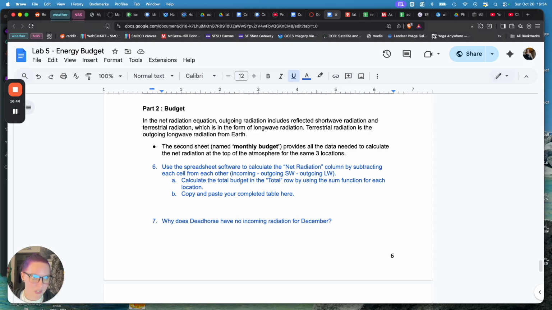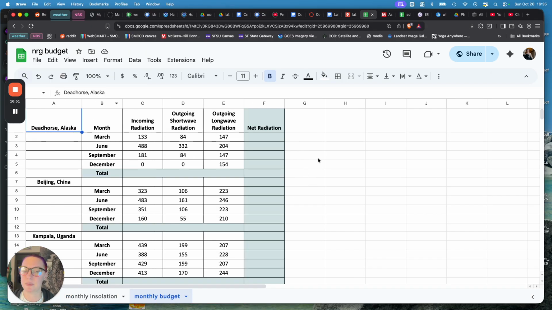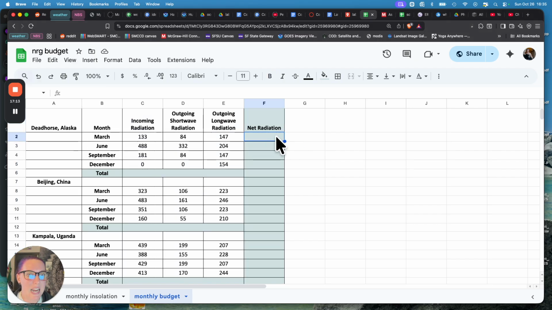Then the next component here is looking at the budget. So in the second tab, there's a monthly budget page, and I basically have each of the locations separated out here with their incoming, outgoing shortwave and outgoing longwave radiation. So this is taking not just what's coming in, but also what's leaving. And to calculate the net radiation, it's rather simple.